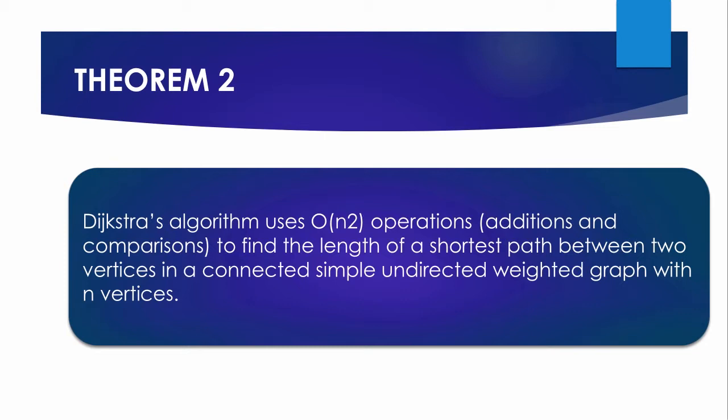So theorem 2 is basically saying Dijkstra's algorithm uses O(n^2) operations, additions and comparisons, to find the length of a shortest path between two vertices in a connected, simple, undirected weighted graph with n vertices. And this is really an expensive time.